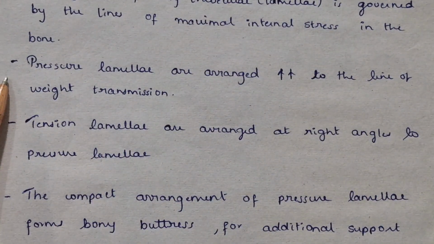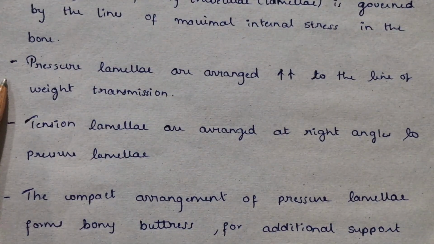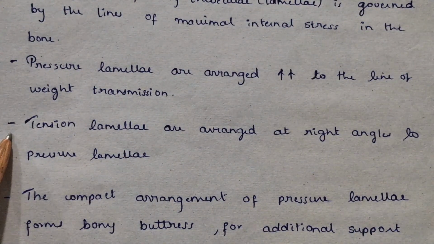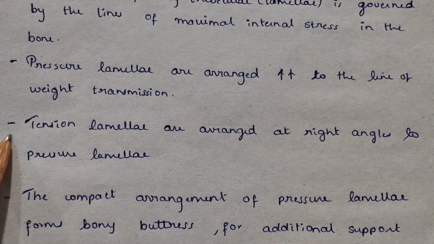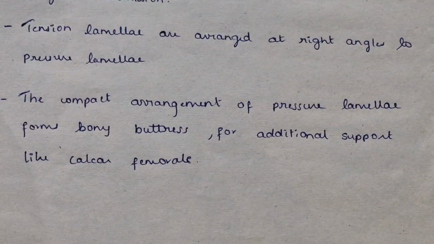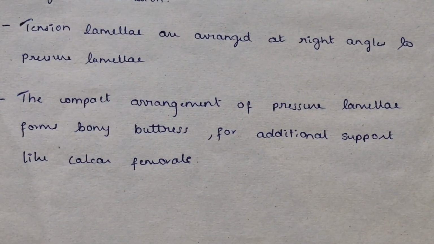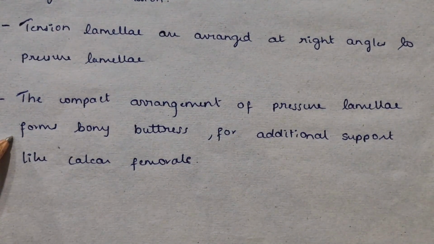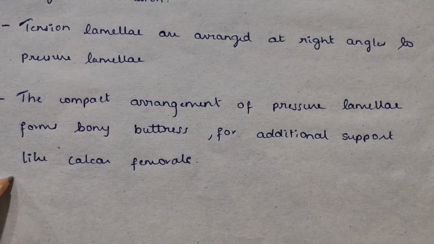Pressure lamellae are arranged parallel to the line of weight transmission, and tension lamellae are arranged at right angles to the pressure lamellae. The compact arrangement of pressure lamellae forms bony buttress for additional support like the calcar femorale.